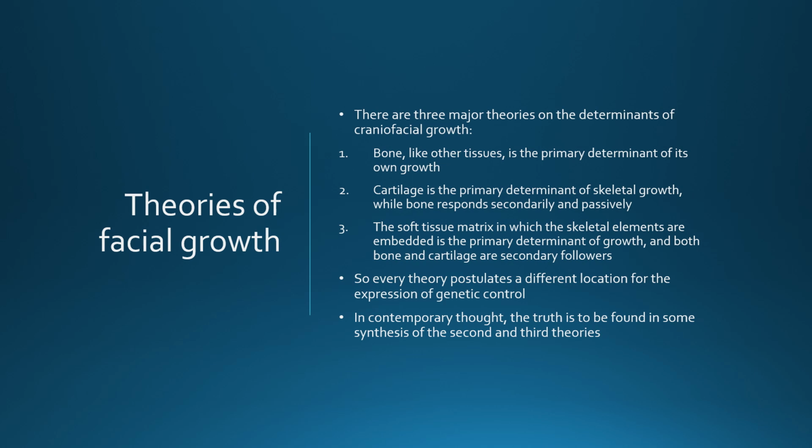And then there is the cartilage theory that says no, actually cartilage is the primary determinant of skeletal growth and bone just responds secondarily and passively to it. And then there is the third theory that says actually the soft tissue matrix in which the skeletal elements are embedded is the primary determinant of growth, and both bone and cartilage just respond to that and they are secondary followers.